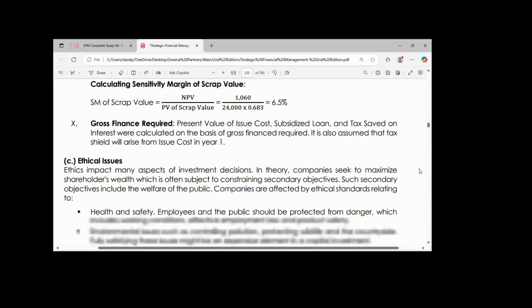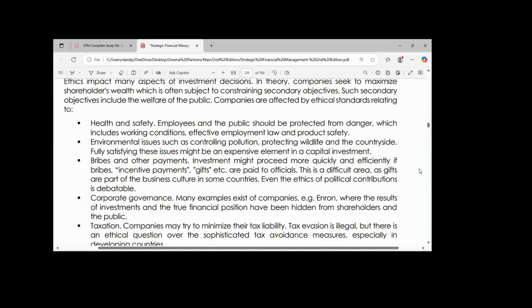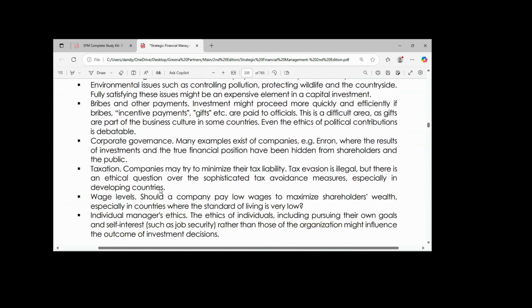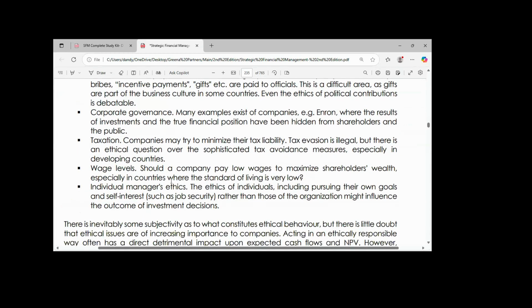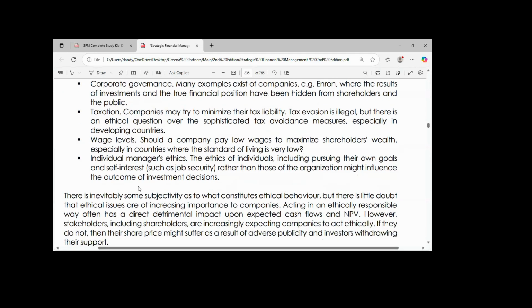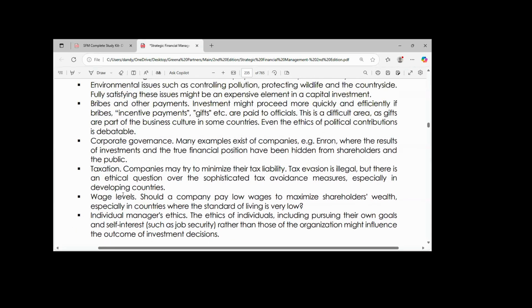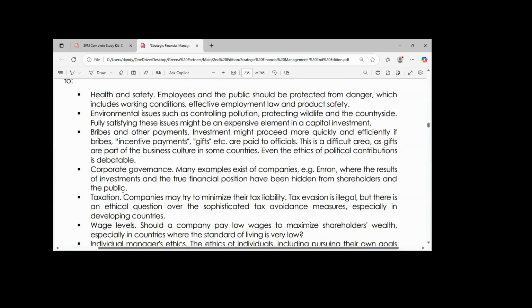There are so many issues that you can talk about. You can talk about quality, health and safety of employees, including the project manager and all of that. Talk about sustainability, environmental issues. Talk about corruption, corporate governance. Talk about taxation. Then talk about conflict of interest. These are ethical issues. When you just talk about a few of them, maybe 5, you are good to go.